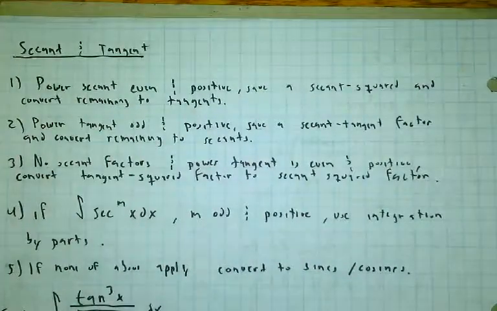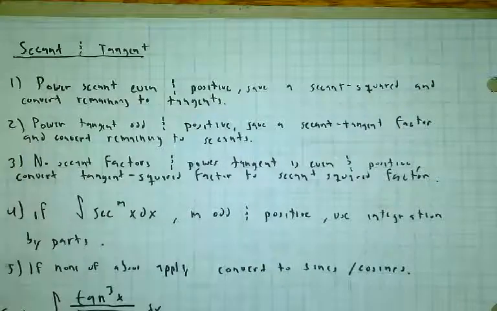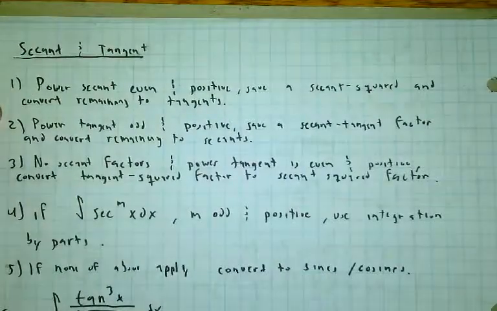Okay, so we're dealing with secant and tangent. Number 1, it says that if the power of secant is even and positive, then we're going to save a secant squared and convert the remaining to tangents. The reason why we want to save a secant squared is because of the trigonometric identity, tangent squared plus 1 equals secant squared. You with me? Okay. I'm going to talk about them and I'll let you write them.